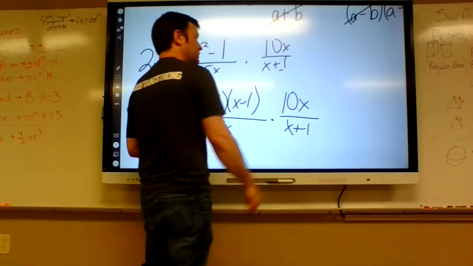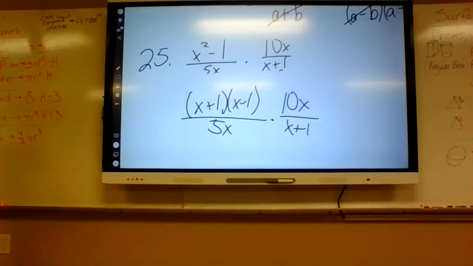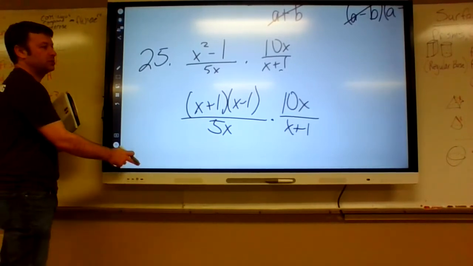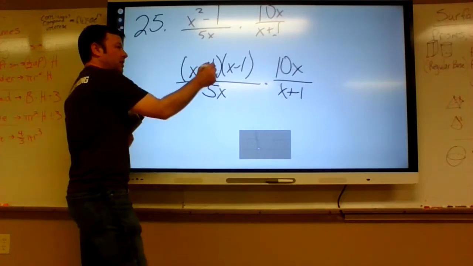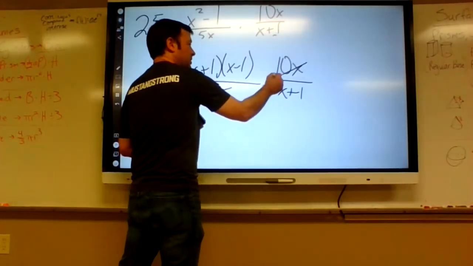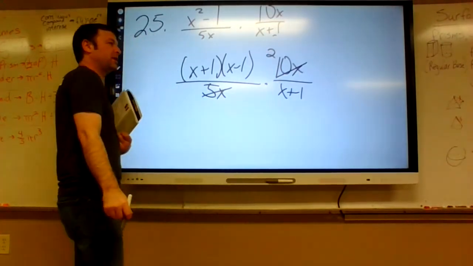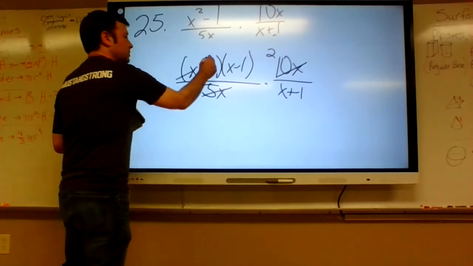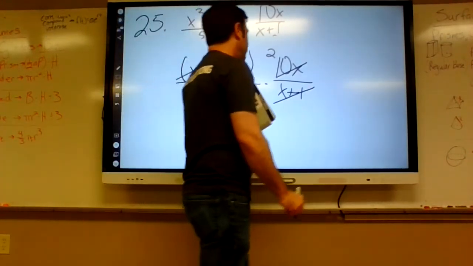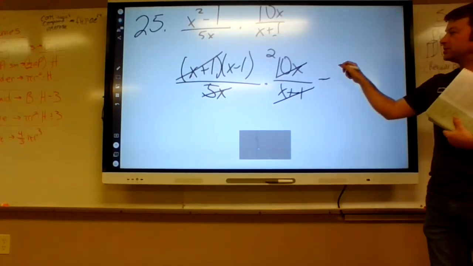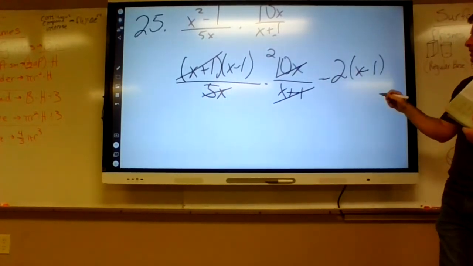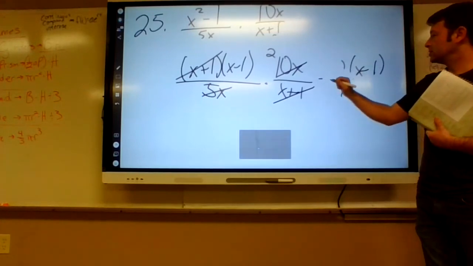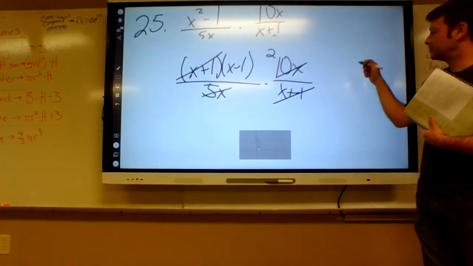Can I do anything to 10x? No, it's just one term. Can I do anything to x plus 1? No. There's nothing we can take out. It's not a square minus a square. So what cancels out on this one? Okay. 5x and 10x. The x's cancel out. The 10 and 5 become a 2. And the x plus 1s cancel. So all we have is 2 over x minus 1. Yucky. Try again.